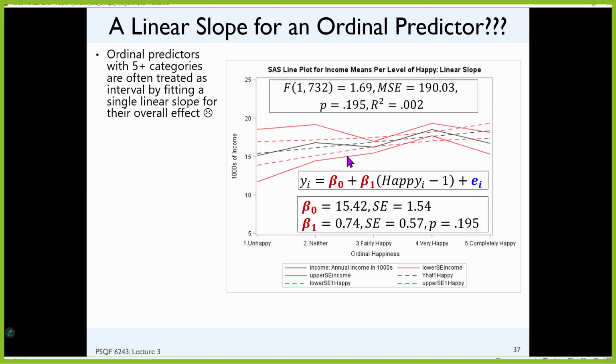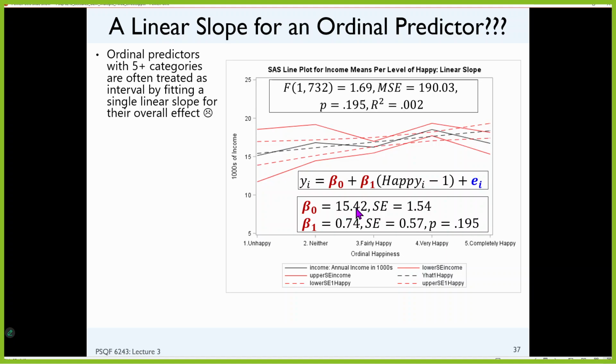So here is a predictor of ordinal happiness. I have the black lines here. The bendy ones are the means with an interval around them based on their standard errors, and I drew a straight line through it. I have unhappy, neither, fairly happy, very happy, or completely happy as my numbers here. First question, are these numbers? Not really. People want to use them that way though. Like I could put in a linear slope for whether happiness predicts income. And since the scale goes from 1 to 5, I could subtract 1 to put it at the minimum and fit a linear slope. So this is what happens when I do that.